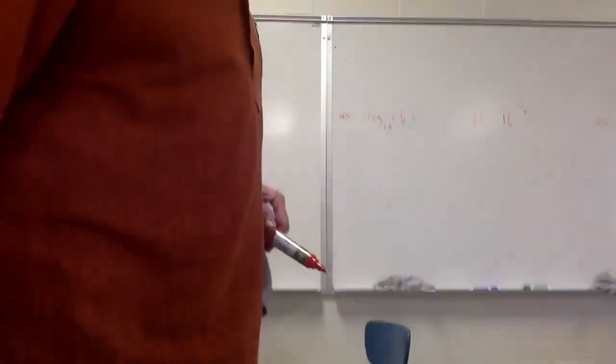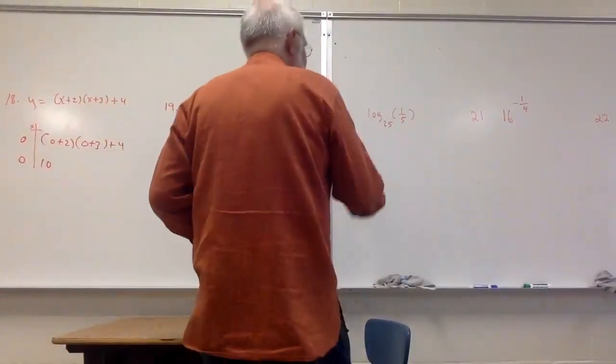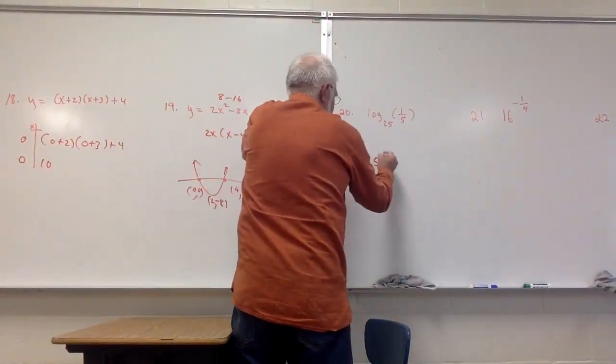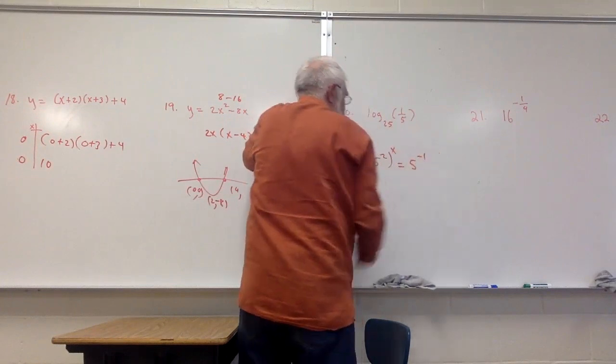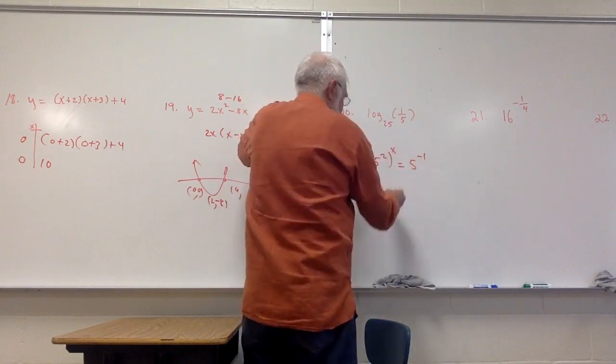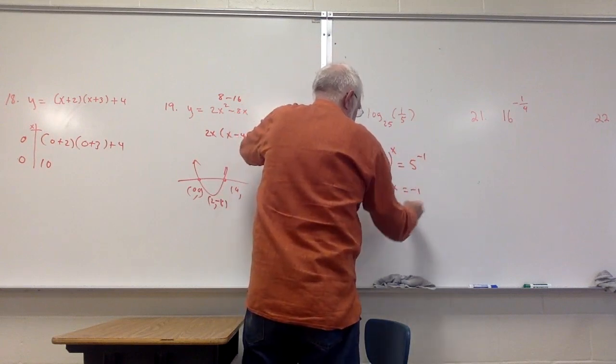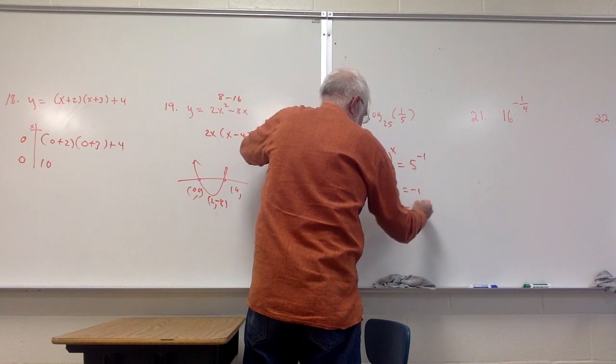All right. Log base 25 of 1/5. Got to get the same base. 25 is 5 squared. 5 squared to the what? Equals 5 to the negative 1. That's what 1/5 is. So 2x equals negative 1. X has to equal minus 1/2.